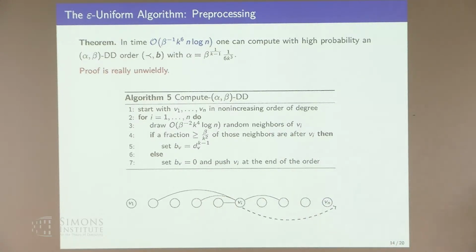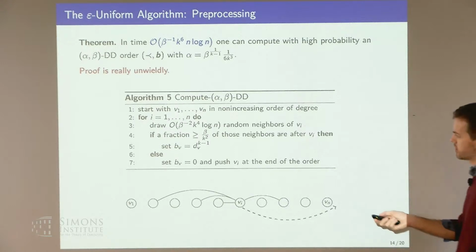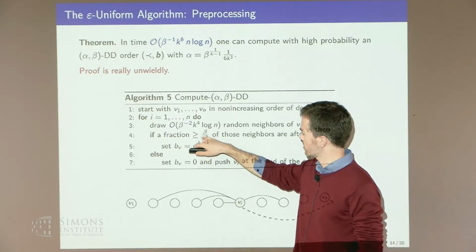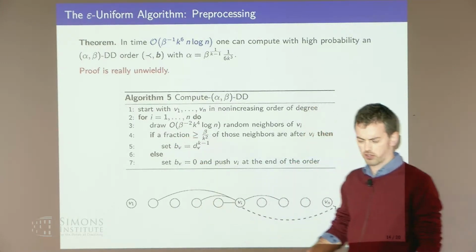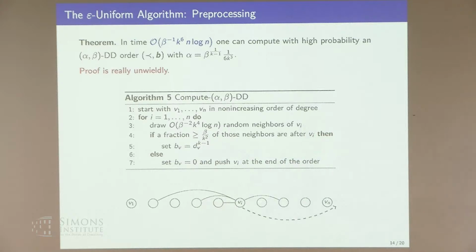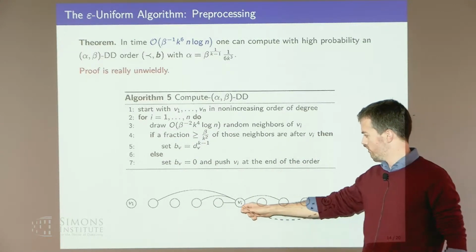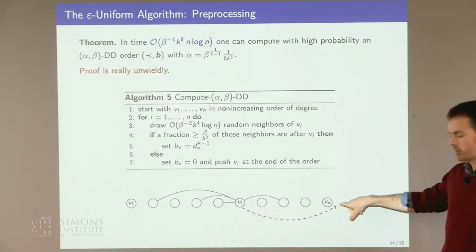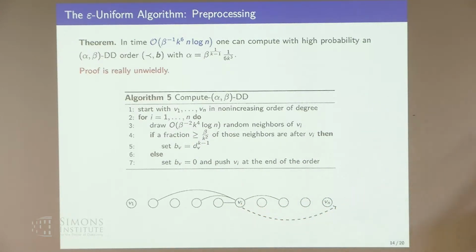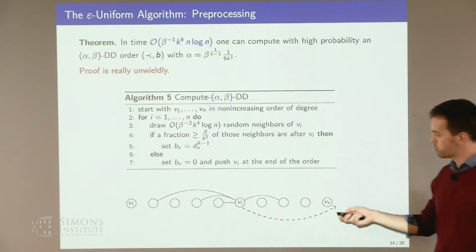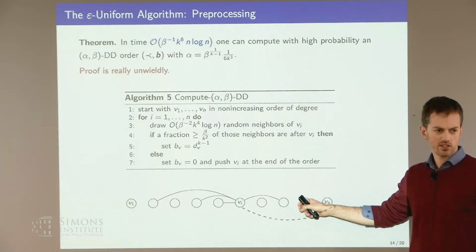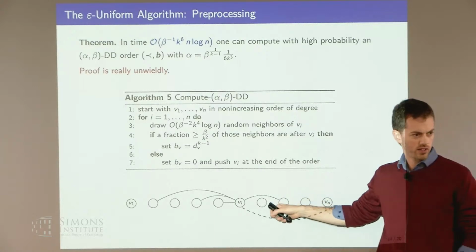That would be approximate, but only to factors that are a function of these things here, beta, k, and so on and so forth. Otherwise, if I see too few neighbors to the right of the vertex, I say, no, this is not in the right place. I push it to the end of the ordering, because the intuition is that this should not be its place. There will be some other vertex that has a larger degree in this subgraph.